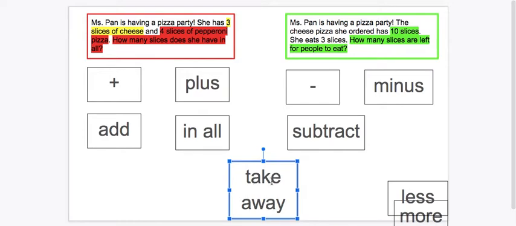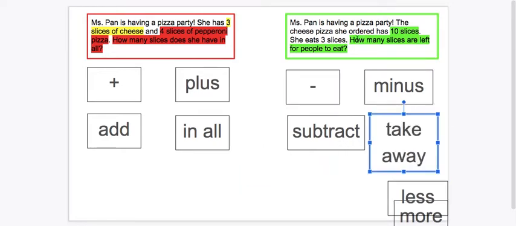This box says take away. Take away. Where do we find a part that we need to take away? The red addition side or the green subtraction side? Yeah, the green subtraction side. How many slices are left for people to eat? Because I ate 3 slices, so we need to take 3 away.